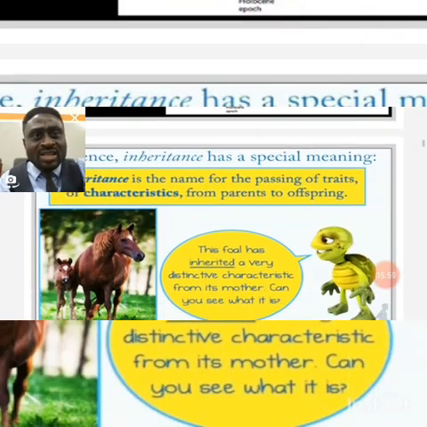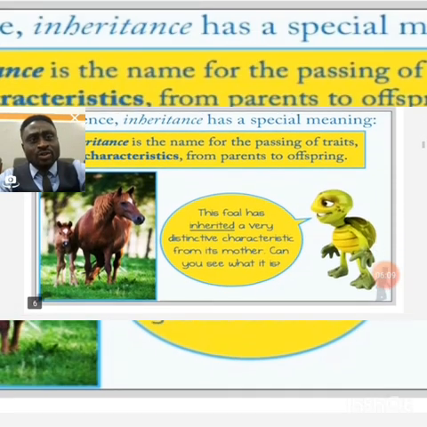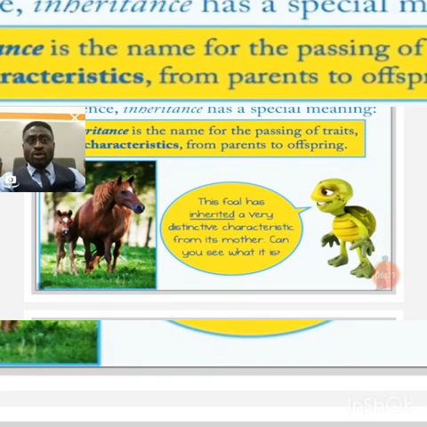Now in science, inheritance has a special meaning. Inheritance is the name for the passing of traits, like I said earlier, or characteristics from parents to their offspring. Another word for offspring is young one, or you can also call them progeny, because traits are transferred from one generation to another. This foal has inherited a very distinctive characteristic from its mother. Can you see what it is?